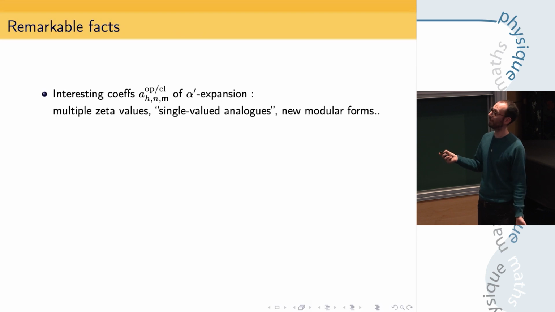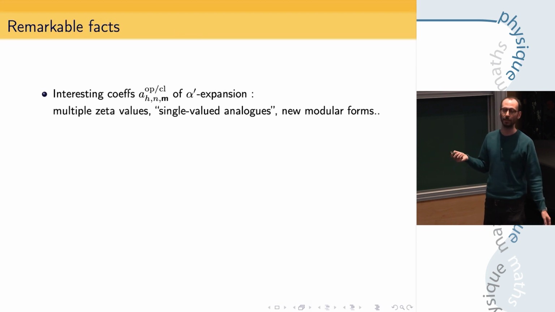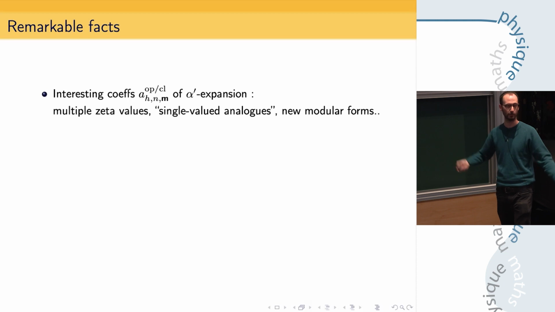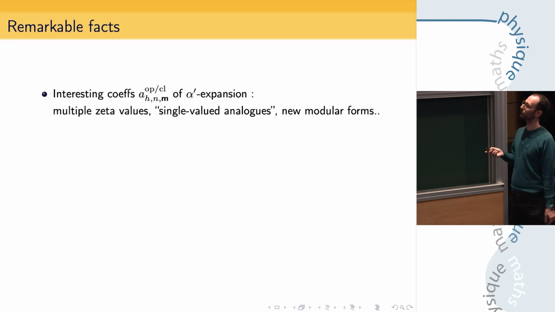So the remarkable facts, some of these have already been mentioned by Pierre. These numbers appearing in the alpha prime expansion for each fixed genus are very interesting numbers. So they are, for instance, multiple zeta values, single valued analogs that Pierre has talked about. Then in genus 1 you get new kinds of modular forms, and then in higher genus you have new kinds of special functions which are extremely interesting.